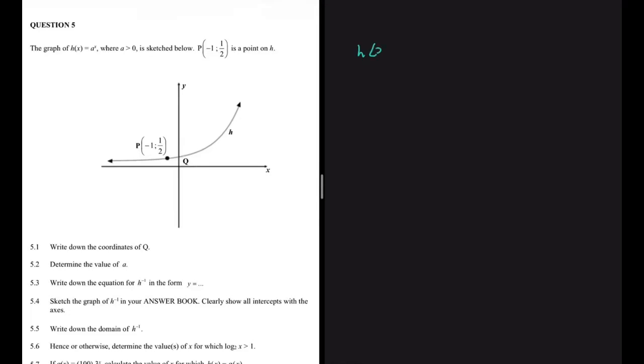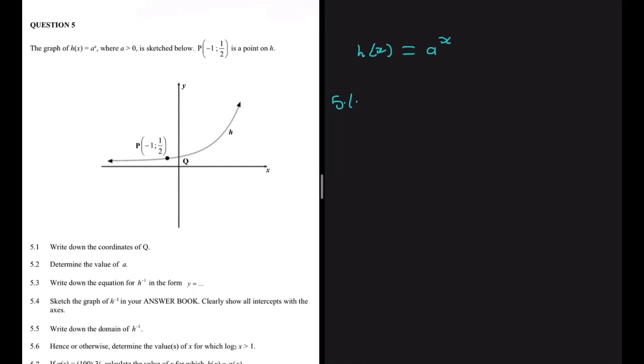h of x is equal to a to the power x, right? And then we have a point P of coordinates (-1, 0.5) on our function h of x. And then the first question, 5.1, is saying let's write down the coordinates of Q.